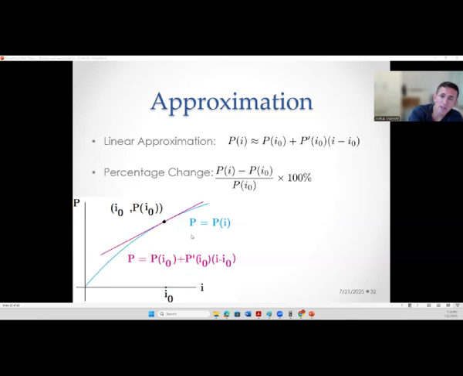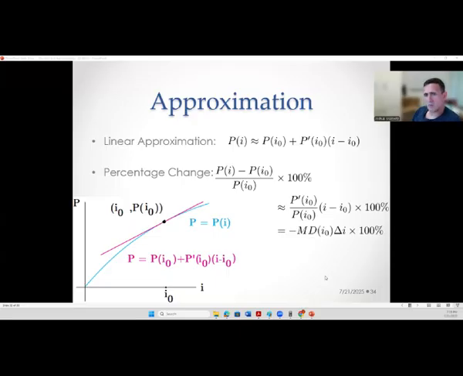All right. And if you want to solve for the percentage change approximation, well, remember the percentage change is literally the new price minus the old price divided by the old price. So all you have to do here is simply subtract off the old price and divide by the old price, and we get the following.